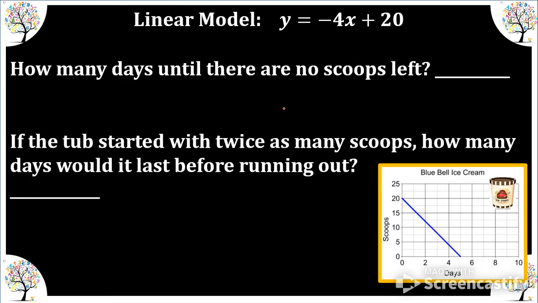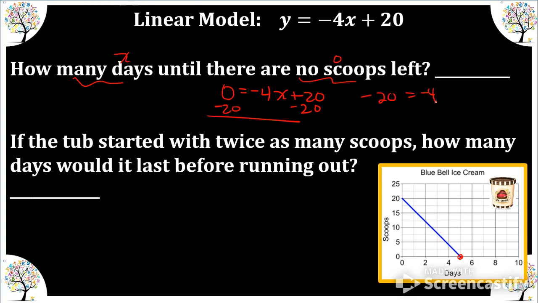How many days if there are no scoops left? Well, we can clearly see it's 5, but let's do the math. So it says how many days, that's X, until there are no scoops left. So we're going to use the value 0 for Y. And we're going to solve for X. Divide by negative 4 on both sides, and we see that it is 5.